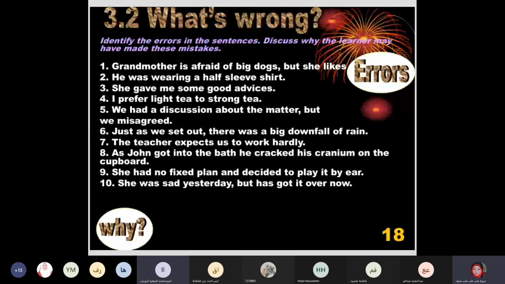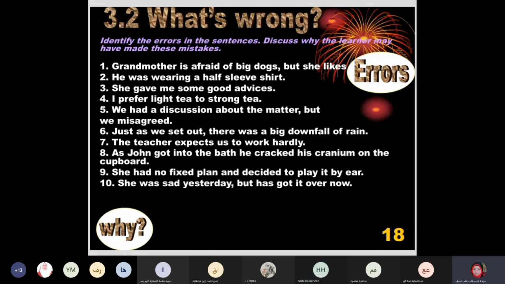She was sad yesterday, but has got it over now. Of course it's wrong. What's wrong with it? The object only goes after the verb. Why? Mainly because it's a multi-word verb. I told you that multi-word verbs, we can't separate got and over. They go together, and after them comes the object.